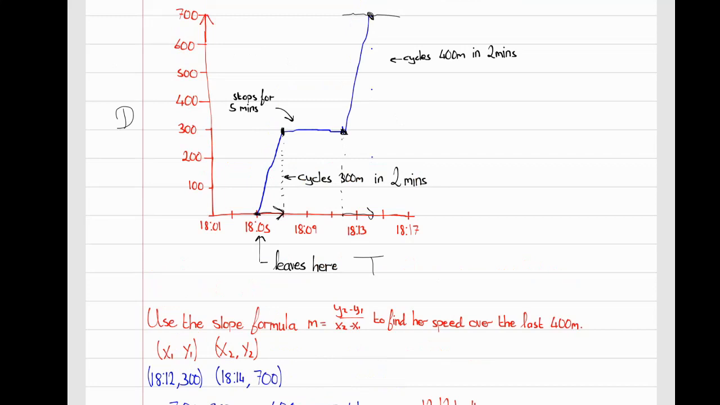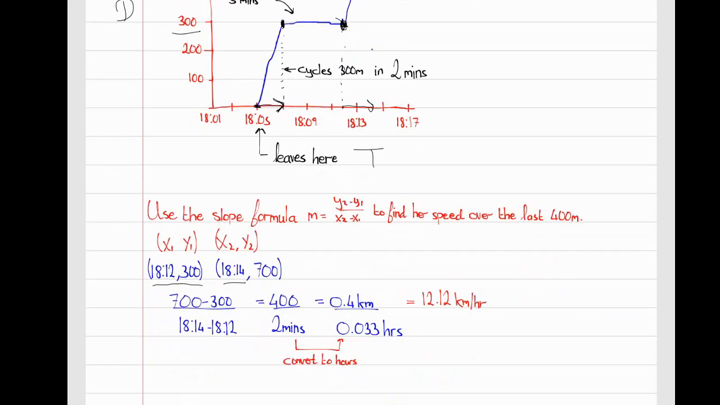Our speed over the final 400 meters is given by these 2 data points here, 1812 and 300. She set out at 1812 at a distance of 300 from her house, and she arrived at 1814 at a distance of 700 from her house. Putting these into the formula, 700 minus 300 is 400, and 1814 minus 1812 is 2 minutes. 0.4 kilometers divided by 0.033 hours gives us 12.12 kilometers an hour.